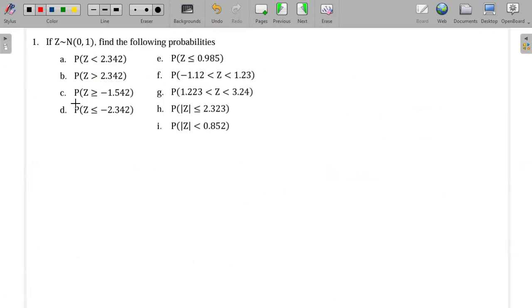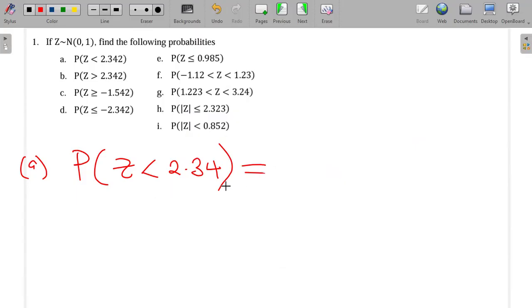So we start with the first one. They're saying A, find the probability that Z is less than 2.34. I've rounded off to 2 decimal places. You can see there. I'll ignore the 2 and just say this. So what is this? This is very simple. We just go to the table, look for where there's 2.3, and then I also look where there's 0.04. This will make my 2.34.